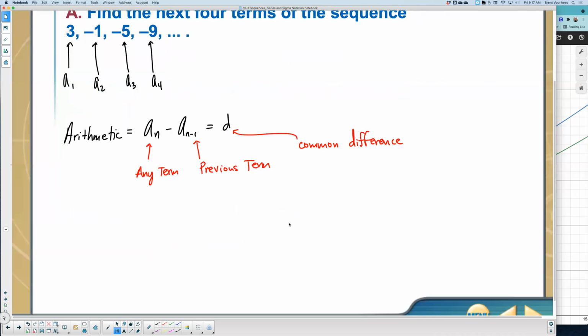Before I move on, since I've already done this much of an introduction, I'm going to go ahead and give you geometric. Geometric is when they multiply or divide. So geometric means you're taking your second term or any term and you divide it by the previous term. That's how you'll find that, and that will equal what we call R, where R is the common ratio. All right, so that's how we're going to determine the ratio.